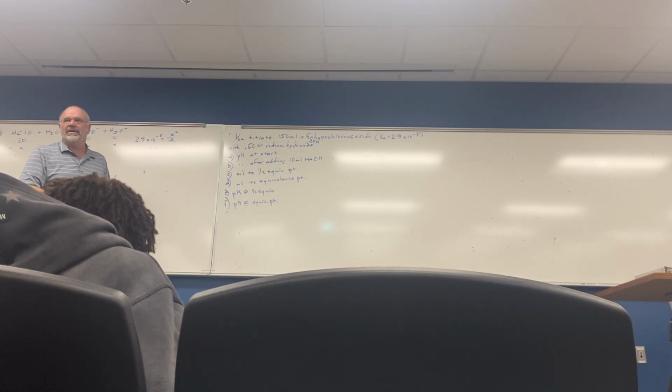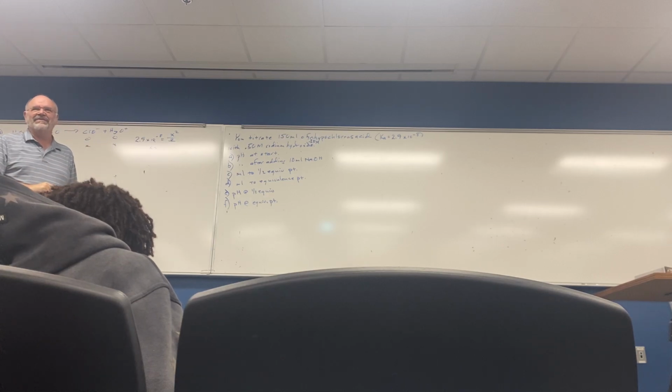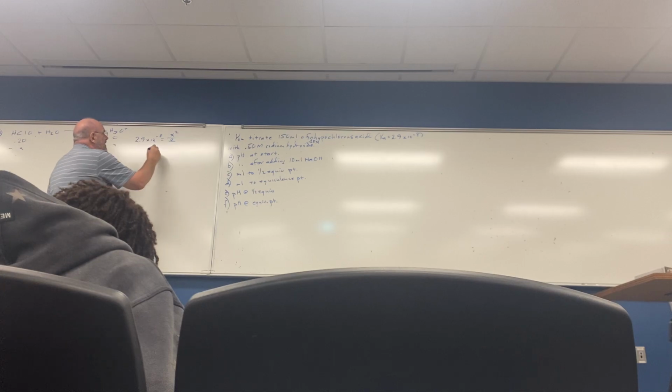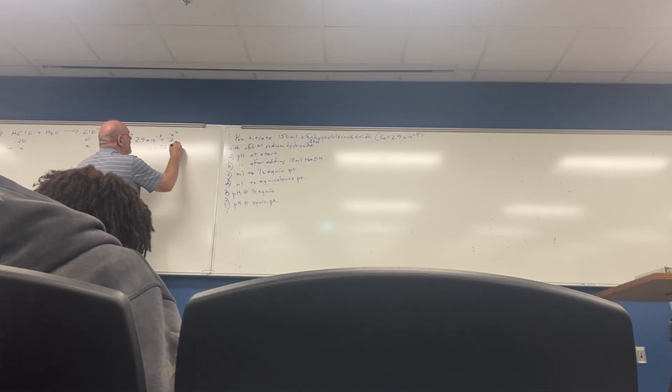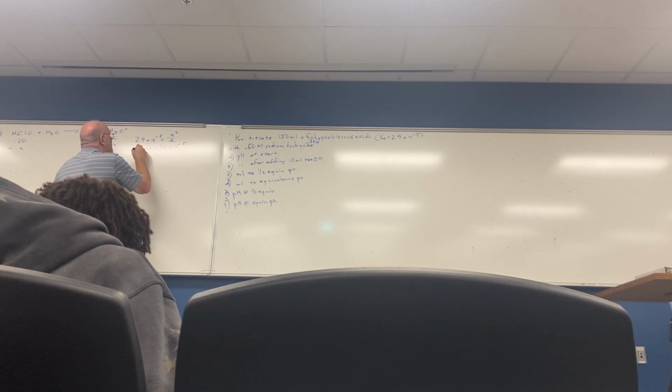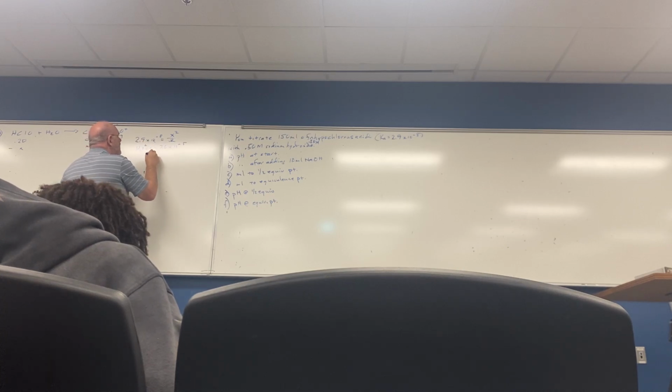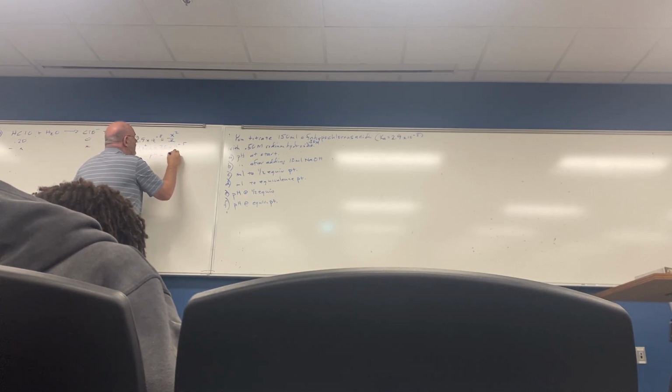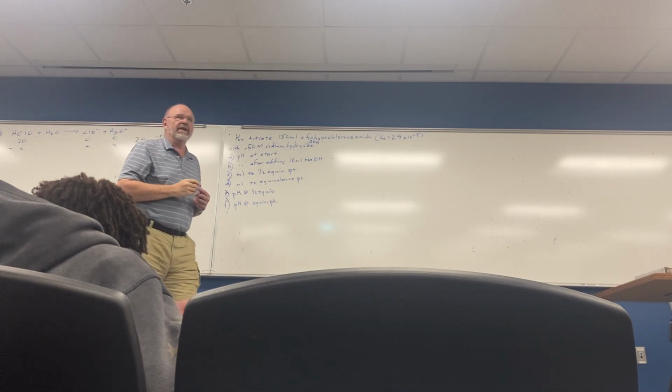I don't remember what that number is. 7.6 times. What do you get for x? 7.6 times 10 to the minus 5th, which is your H3O plus. So your pH is 4.12. I think that's what I saw everybody get.